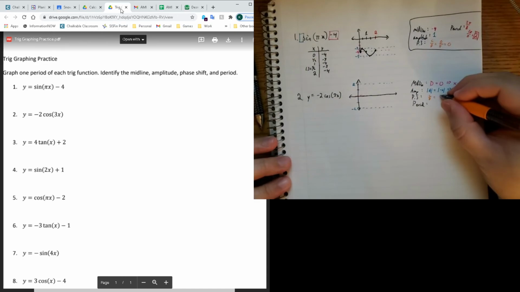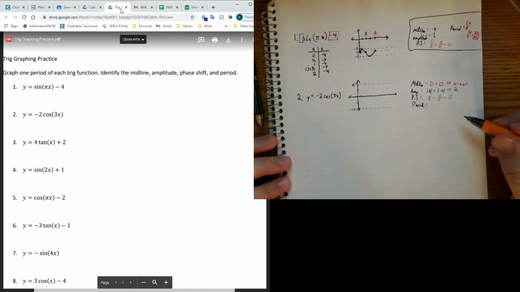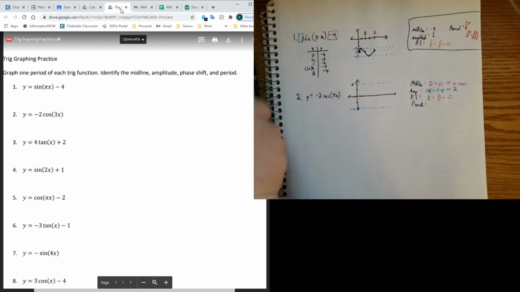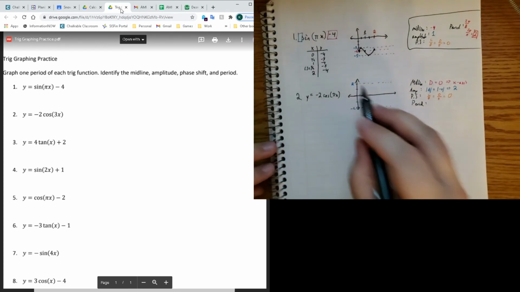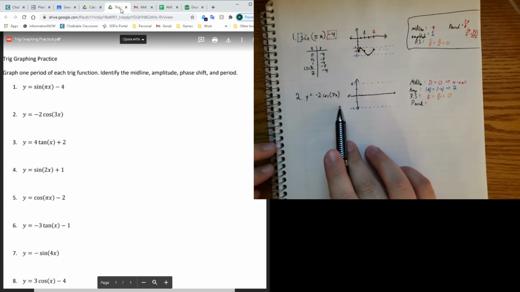In this problem, my c value is, again, 0. My b value is 3. 0 divided by 3 is 0. This tells me it does not move left or right, which tells me that my first point needs to be on the amplitude. Remember, this is a cosine function. Cosine functions always start on the amplitude.